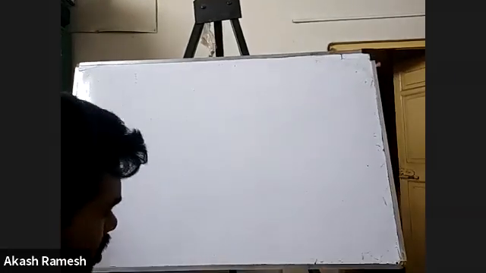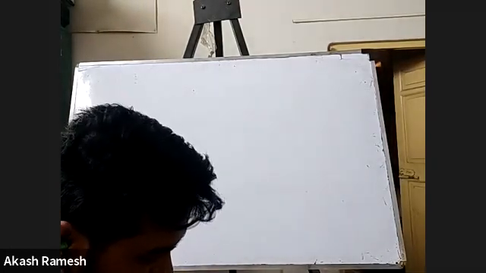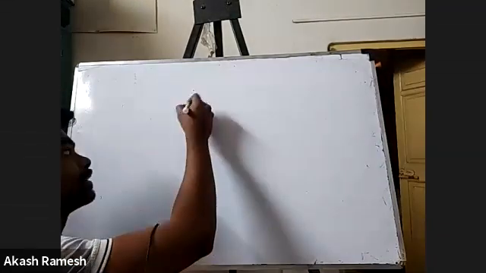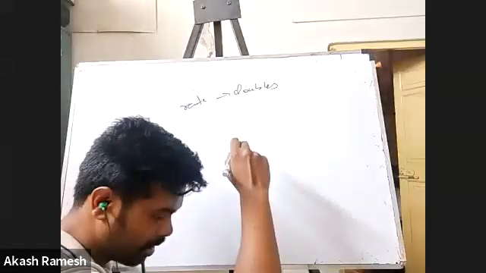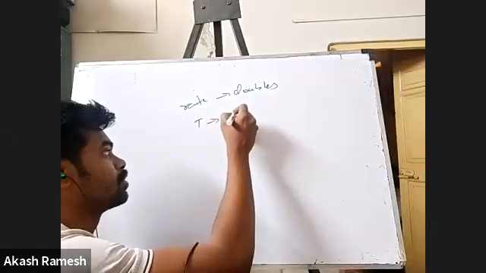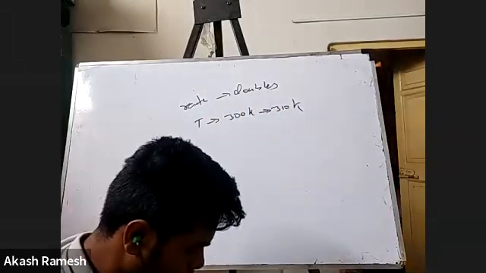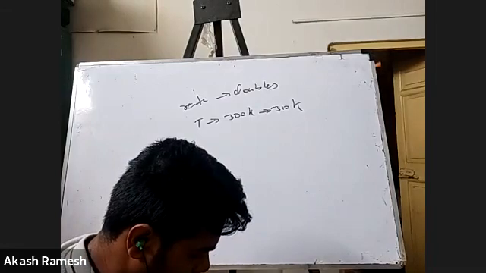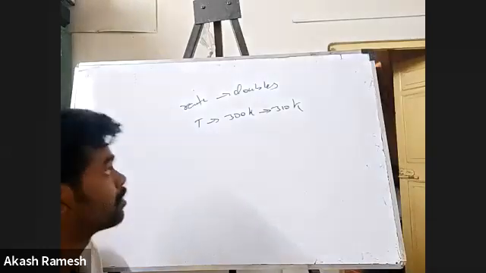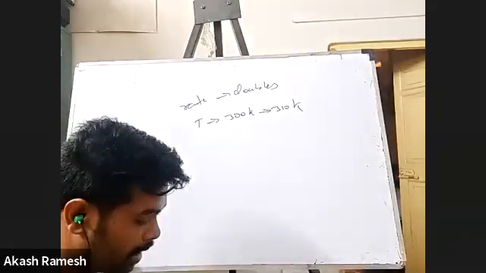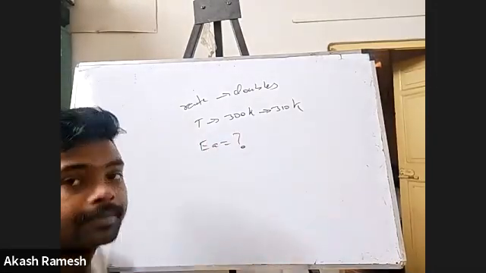So this is the question. They're telling the rate doubles when the temperature is changed from 300 Kelvin to 310 Kelvin, right? Okay, they're telling that the rate of reaction doubles when its temperature changes from 300 to 310 Kelvin, right? What will be the activation energy for such a reaction?